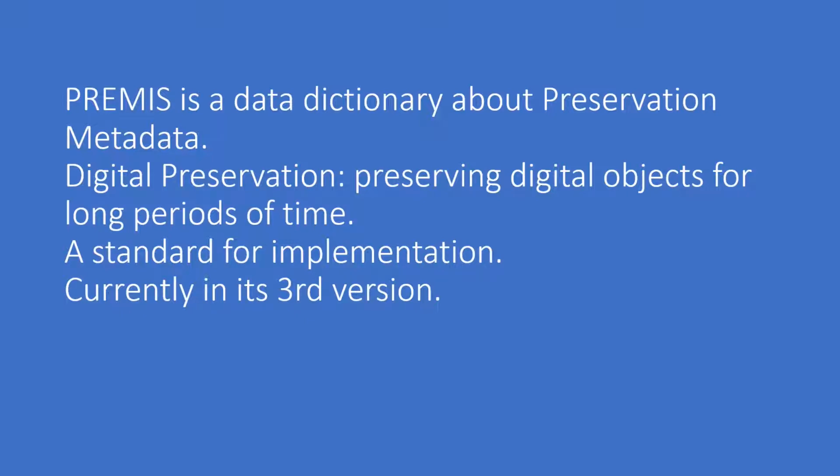And PREMIS is a standard as well as a data dictionary for implementing this to your systems. And currently it's in its third version. PREMIS concerns itself with semantic units. A semantic unit is a discrete body of knowledge. And this can be quite confusing, but the best way to think about it is a way you can represent your metadata. PREMIS does this because it doesn't want to be too prescriptive of how you represent your metadata. You could represent it in XML or RDF if you wanted to.